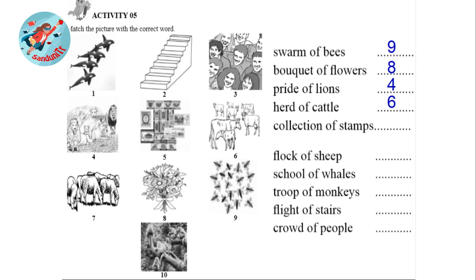Collection of stamps. Muddare ekatuak. So, what is your answer? Number 5. Flock of sheep. Betaluo ranchuak. What's the matching picture? 7. School of whales. Talmasun ranchuak. Number 1. Troop of monkeys.